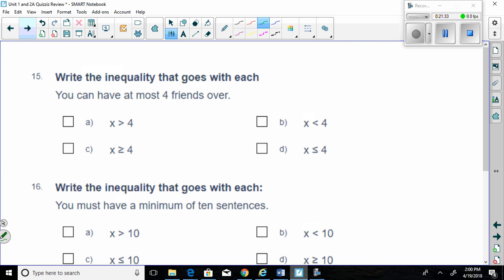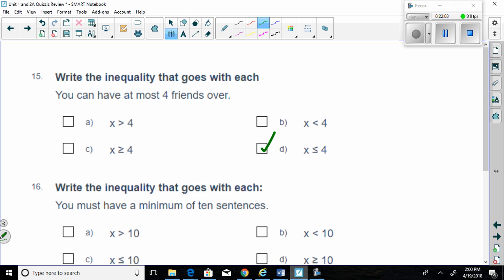All right. You can have at most 4 friends over. D. 15 is C. Oh, I put C. See, if you can have at most 4 friends over, could you invite the entire Charter Senior Academy? No. Doesn't that mean 4 or less? Doesn't that mean less than 4? No, X is greater than 4. It's a mouse eating X, so X is greater and 4 is less.